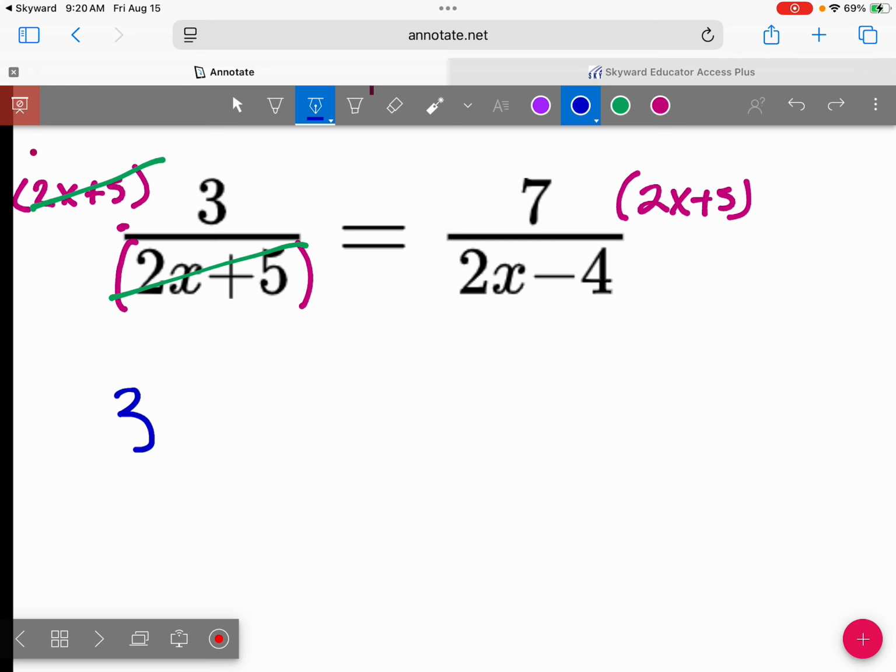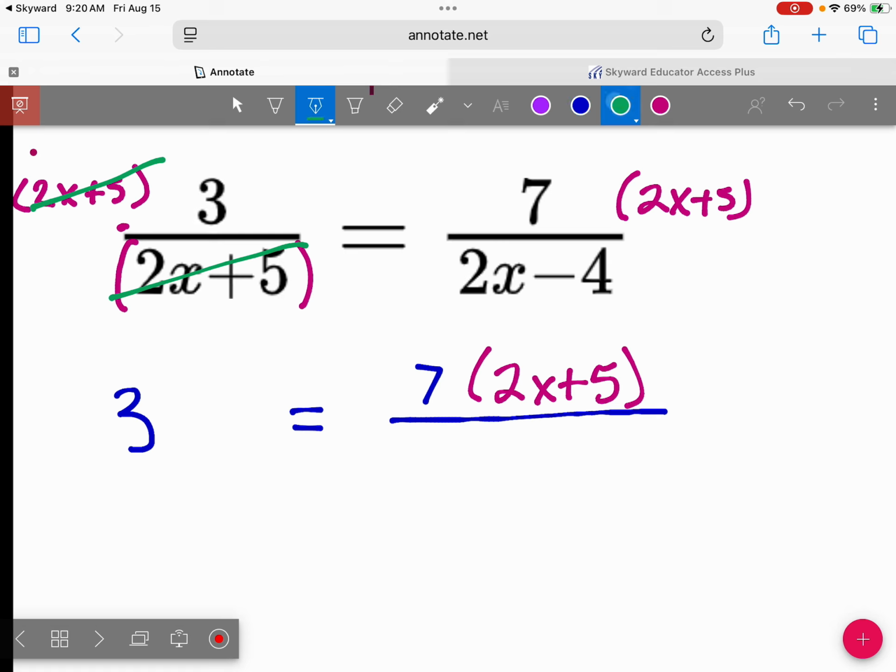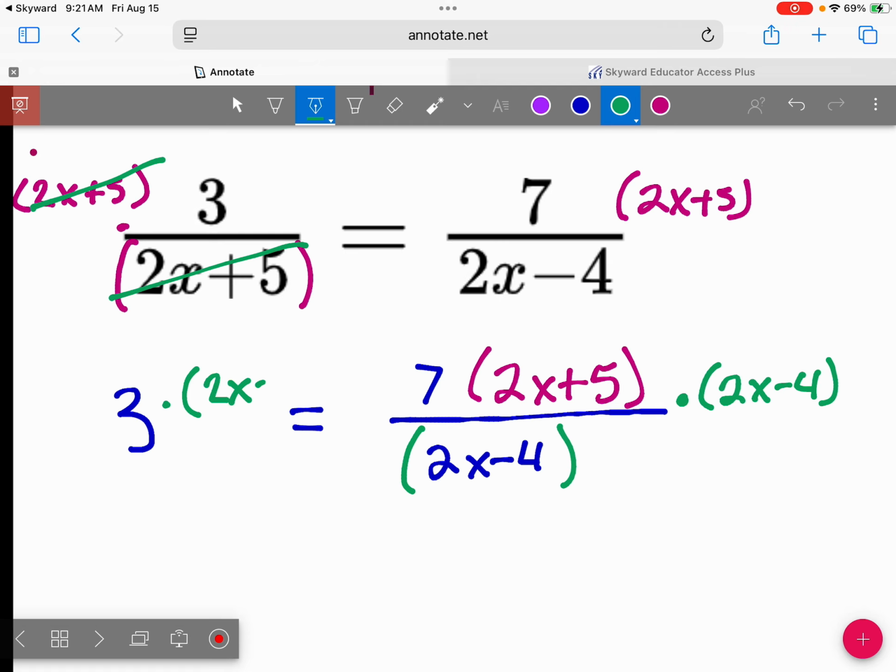Because this is going to give us our 3 equals 7 times our 2x plus 5. I'm just leaving it like this, over our 2x minus 4. So I'm doing this in 2 steps. You can really do this in 1. Because now what I'm going to do is I'm going to multiply both sides by this denominator, 2x minus 4, times 2x minus 4.